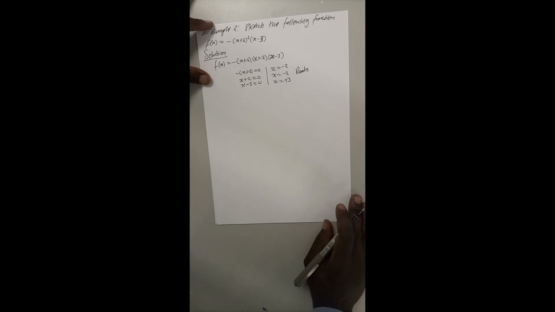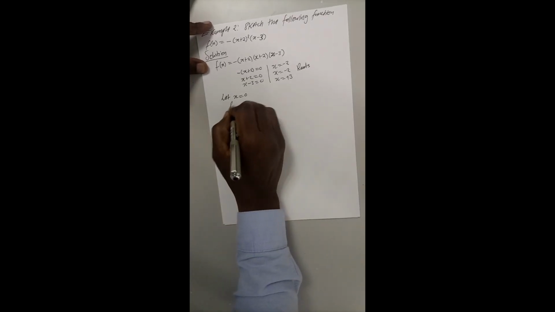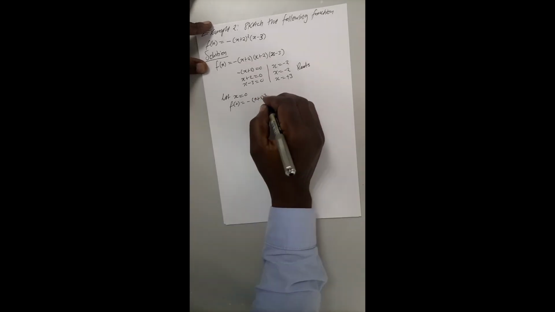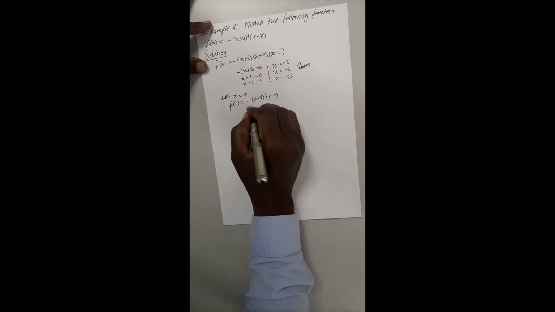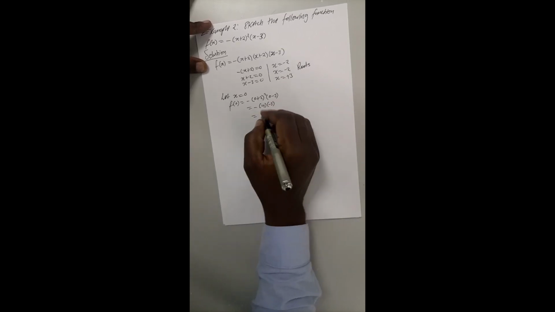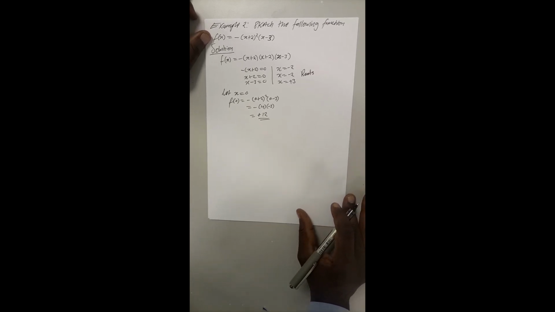The next step is to find the y-intercept, or the point at which the graph cuts the y-axis. How do you find that? You let your x be equal to 0, and then substitute f of 0. What are you getting? 0 plus 2 squared, 0 minus 3. You're going to get 4 times minus 3, which is negative 12. So it cuts the y-axis at 12.